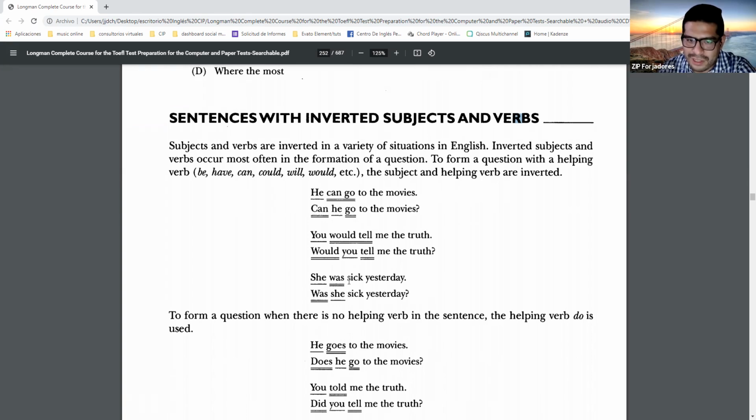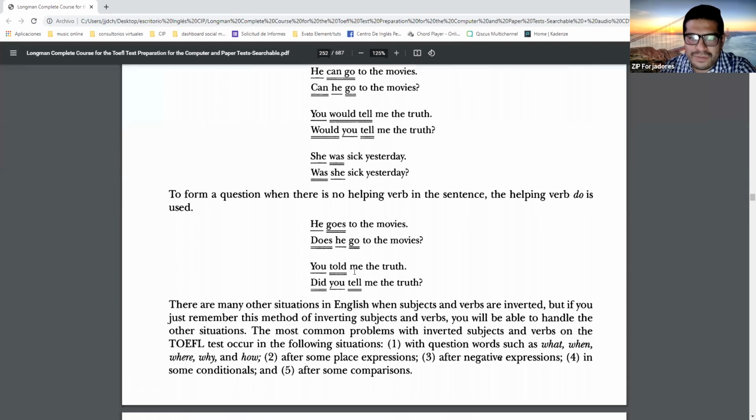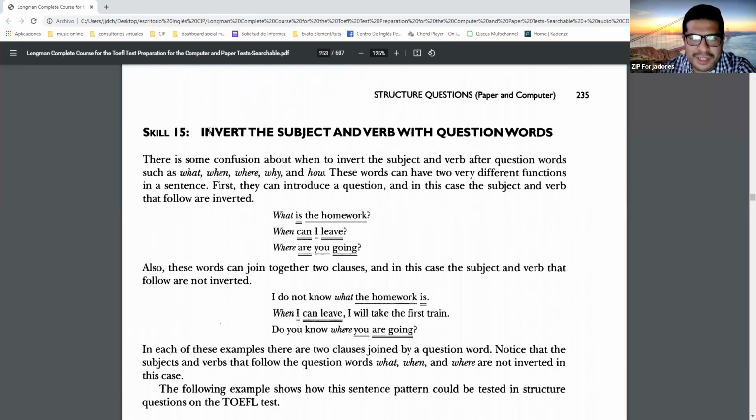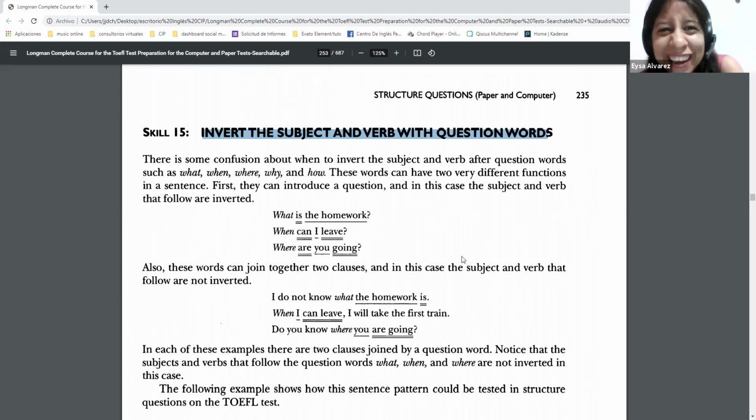This is the first one. When you are going to make a question, you have to invert the auxiliary. The second one: invert the subject and verb with question words. So when you have what, when, where, why, and how as a question, you are going to invert the auxiliary. So this is very easy, right? So we know that. But may I ask why we do that?